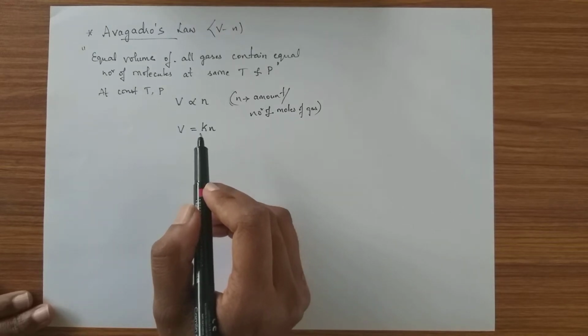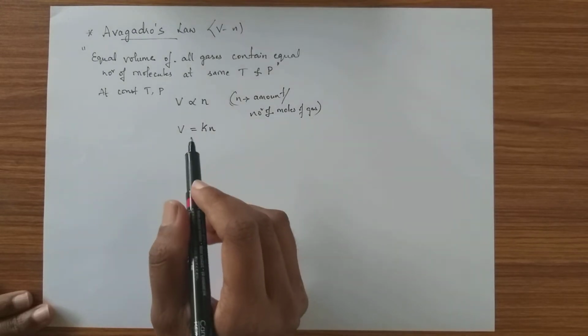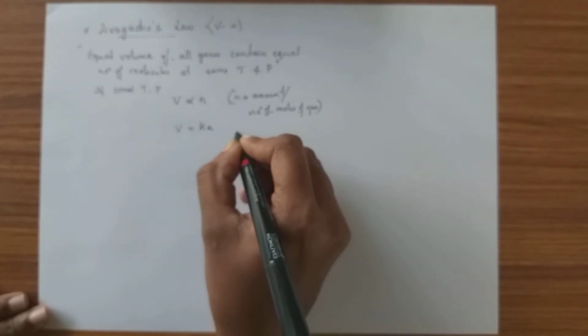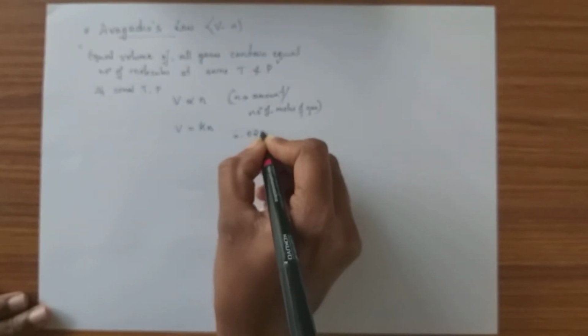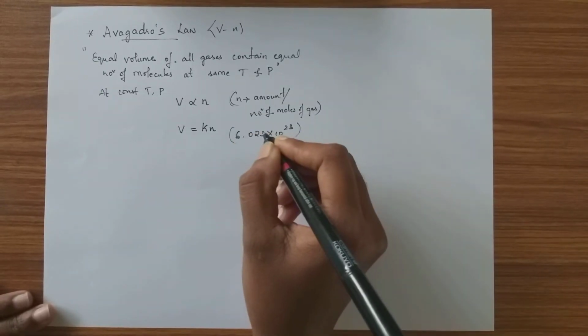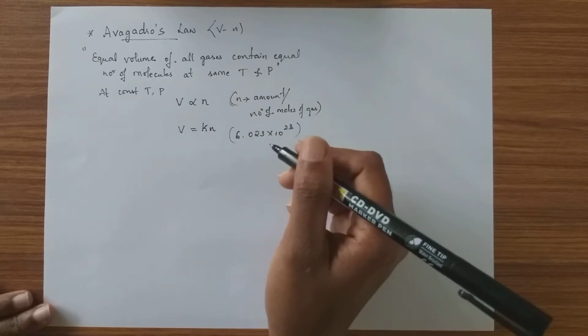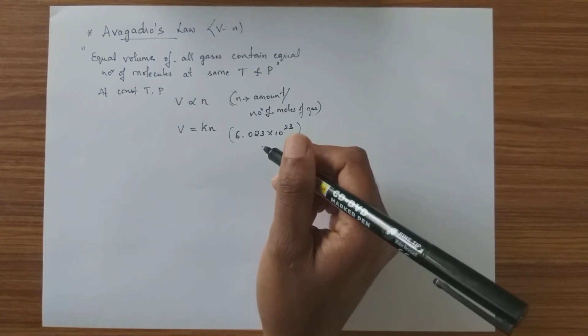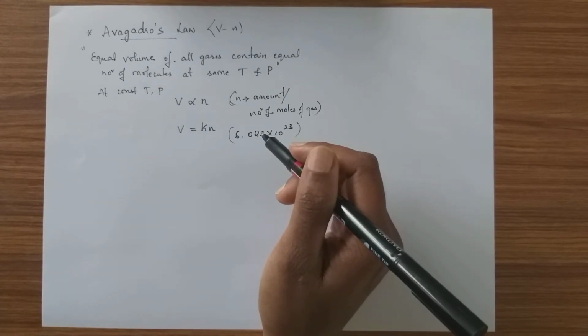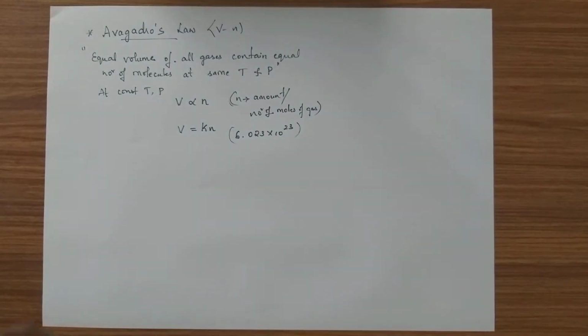Particularly here we have a constant called Avogadro's constant. As you already know Avogadro number, like that here also it is the Avogadro constant, having the value 6.023 into 10 to the power 23. So this is how we explain Avogadro's law. It is a volume and amount relationship. Volume of a gas is directly proportional to the number of moles.